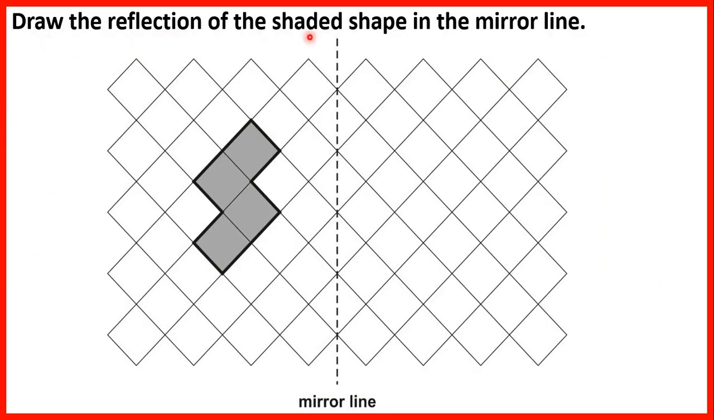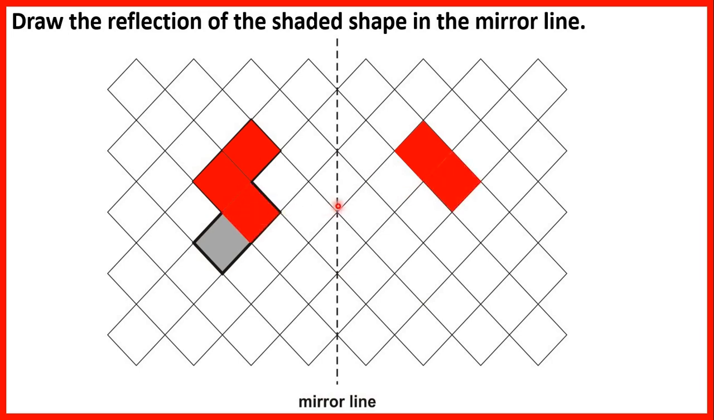Draw the reflection of the shaded shape in the mirror line. So to reflect a shape, we need to count squares. So if we look at this square here, from the mirror line, we go across 1 square and then shade. So to reflect it in the other direction, we can go across 1 square and then shade. For this square here, from the mirror line, we go across half a square, across another square, and then shade. So in the other direction, we can go across half a square, across another square, and then shade.